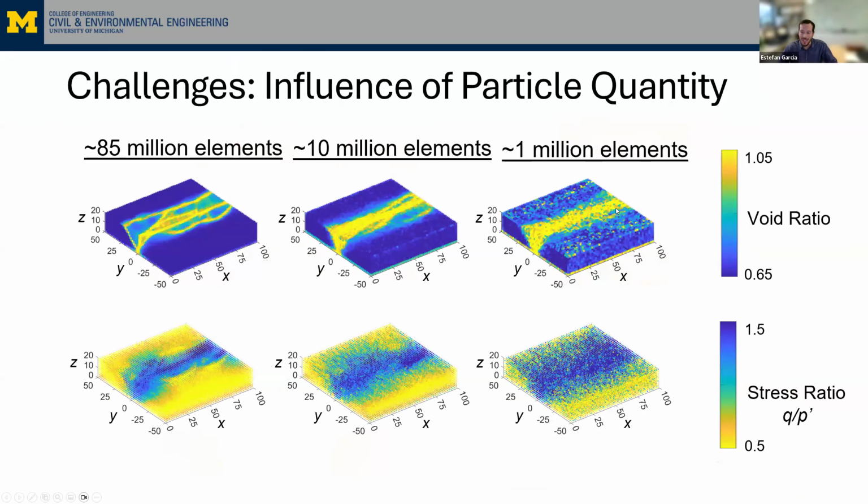Now, I'll finish this talk with just some challenges. There is a challenge with simulating tens of millions of particles, which is why this work has to rely on high performance computing. And we can clearly see that with up to 85 million elements, as opposed to 1 million elements, we tend to see more fine features of shear deformation.